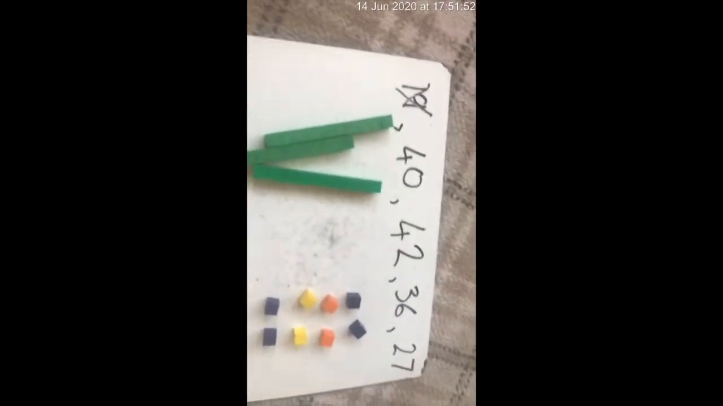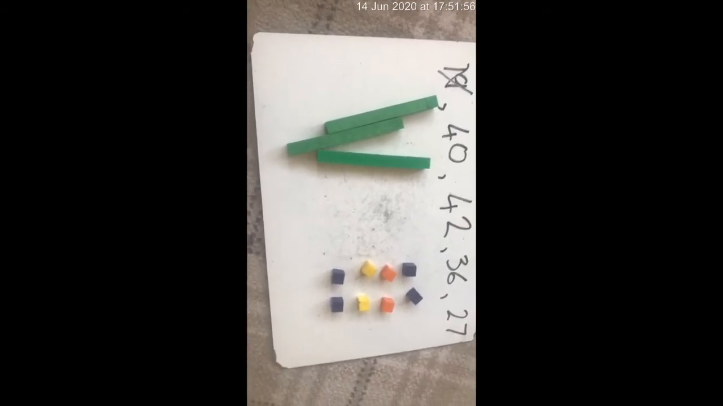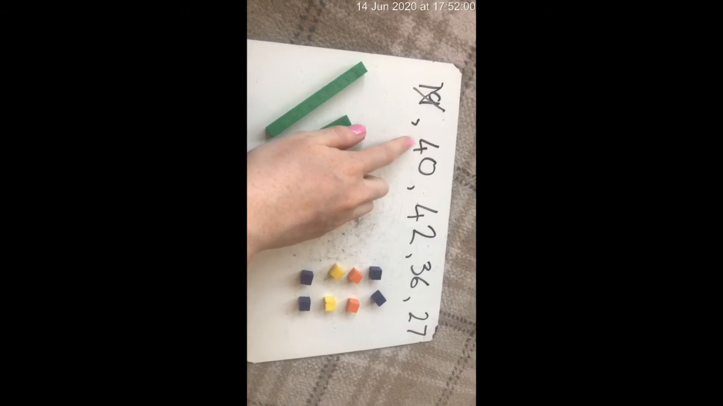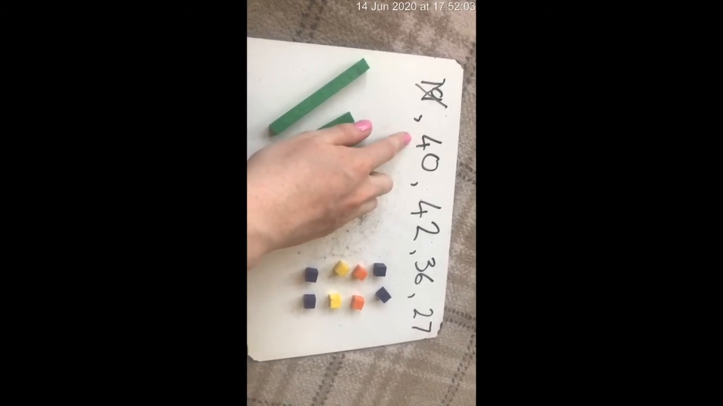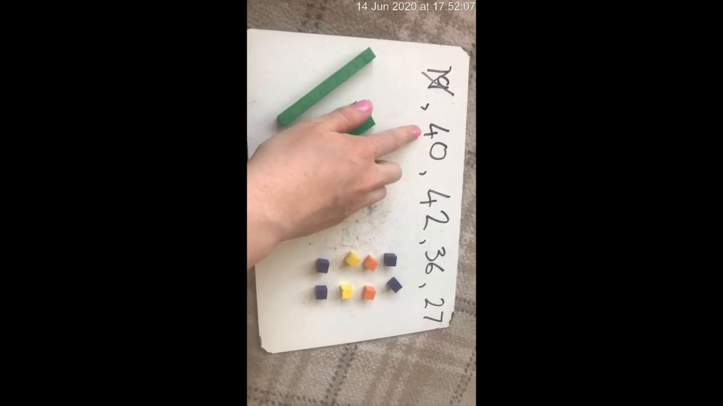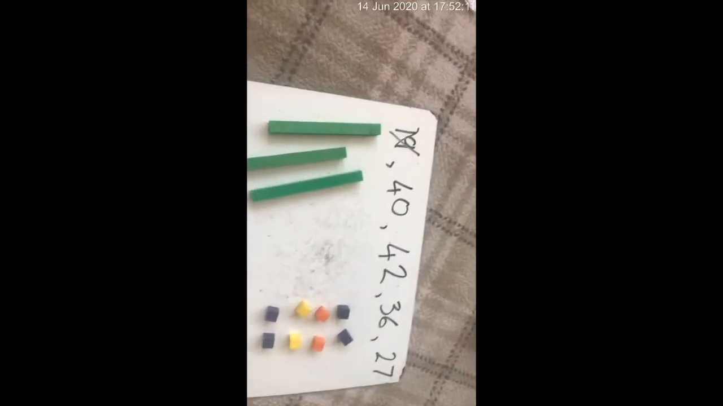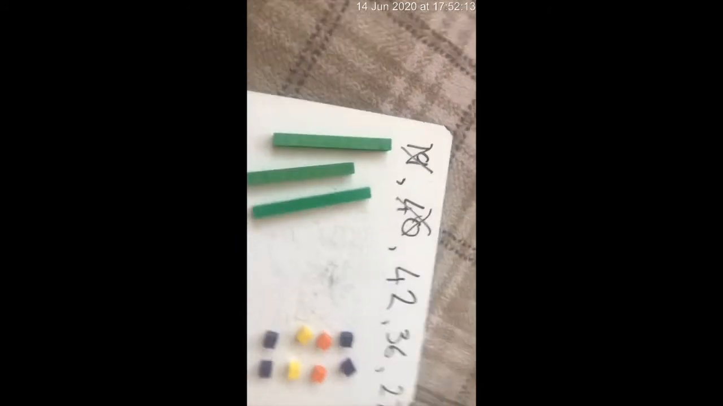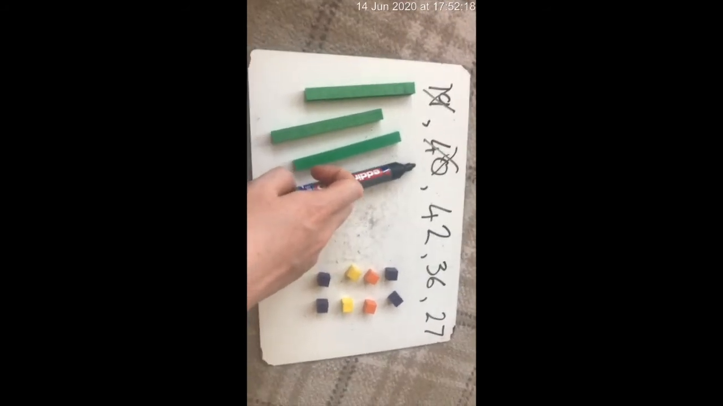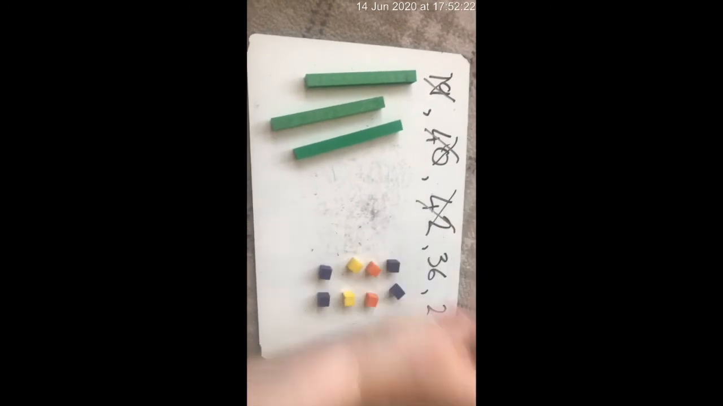Can we make the number 40? How many tens have we got in here? Remember, the one on the left, the number you look at to start with, is the tens. So I need 4 tens. I've only got 3. So I can't make 40 either. Can I make 42? Well, if I can't make 40, I've not got 4 tens. I'm not going to be able to make 42, am I?